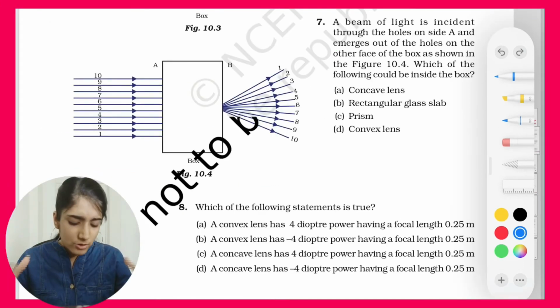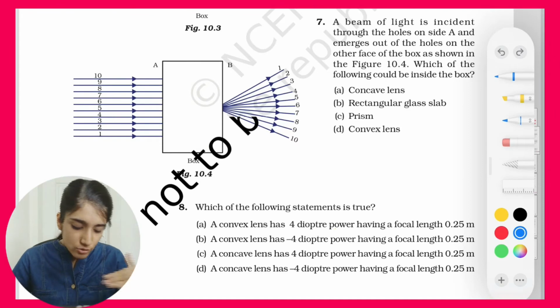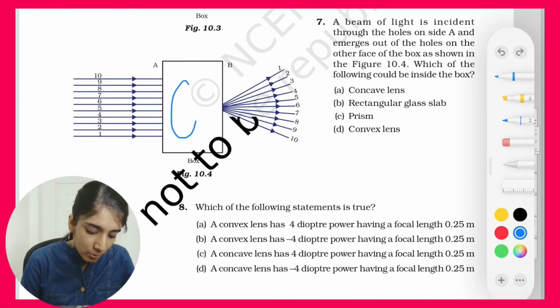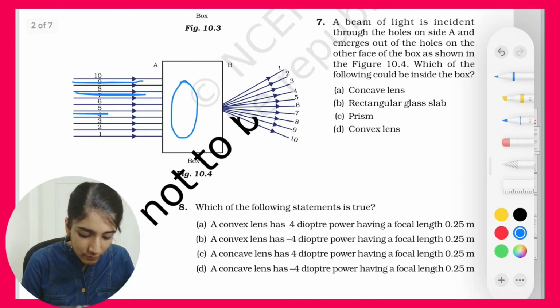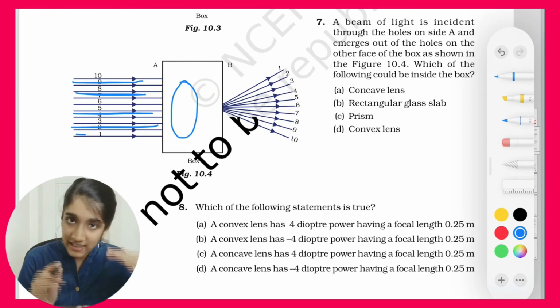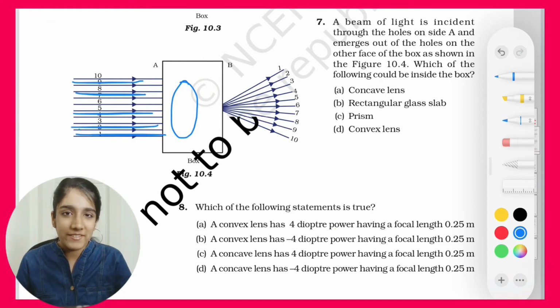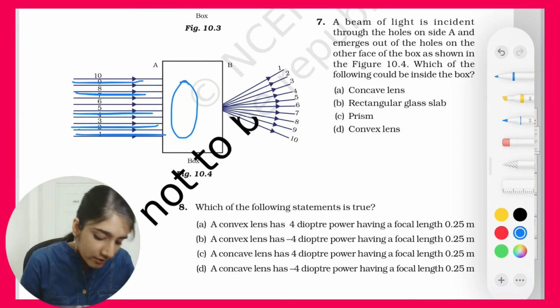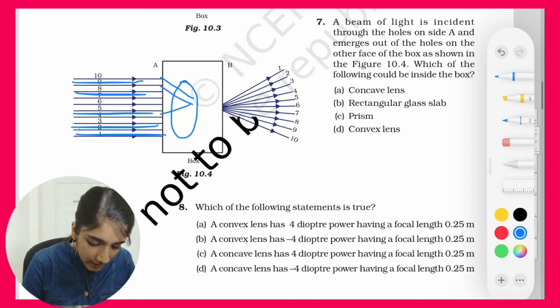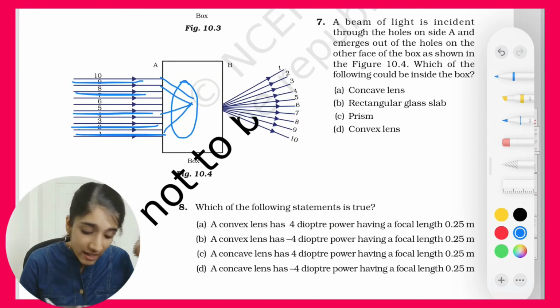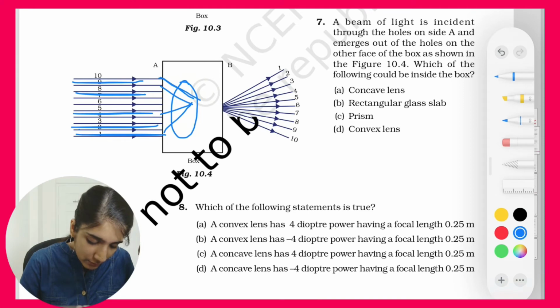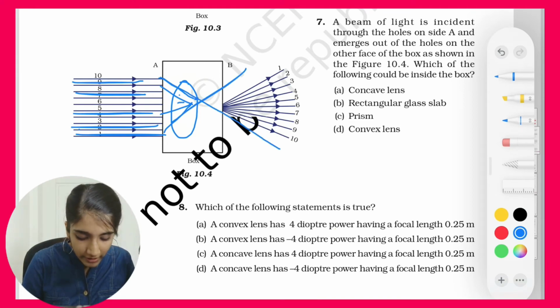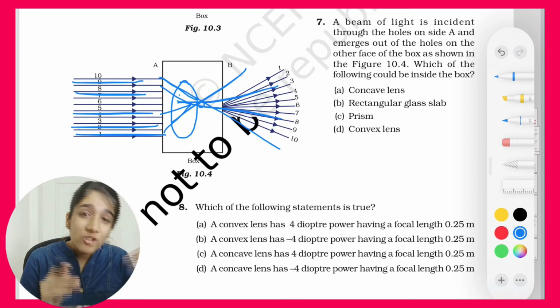Seventh question is also quite similar. They are asking us to guess what is inside this box. Light rays are incident from the A side and they are coming out of the B side. So what can you say about these light rays? If you look carefully here, the light rays appear to converge at a point like this, and this ray will also converge over here with all the rays. So they are converging at a single point.